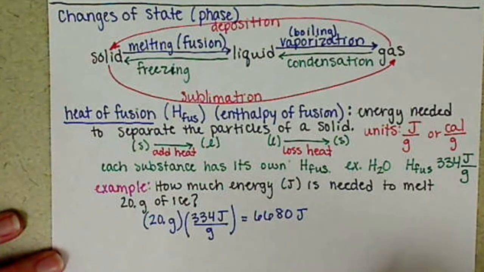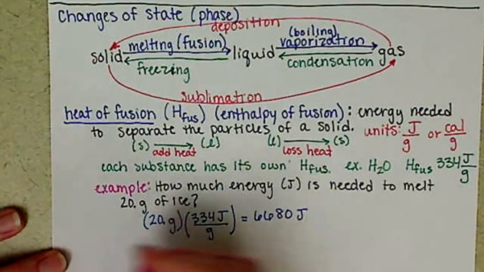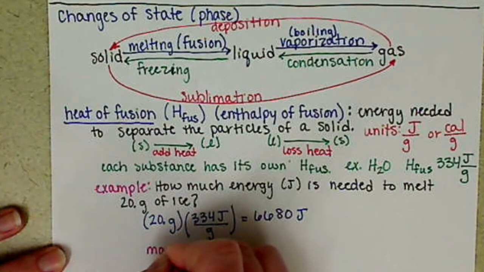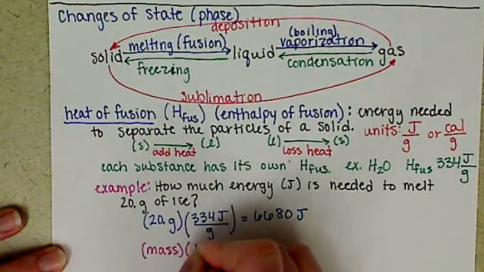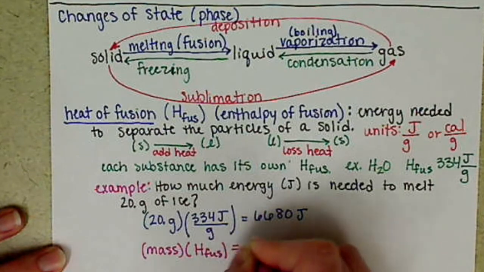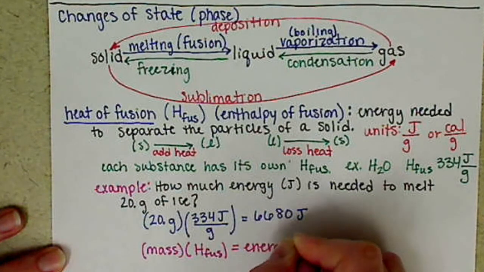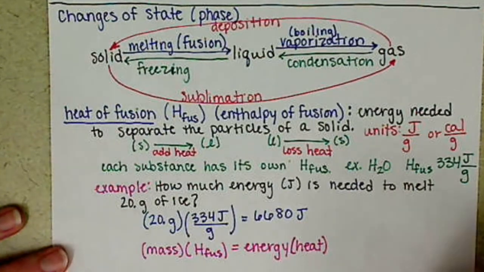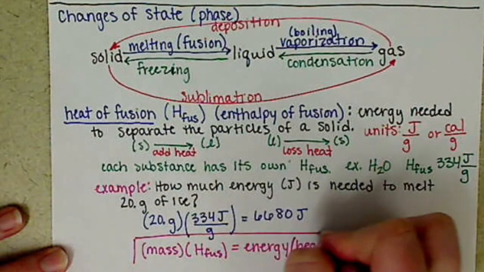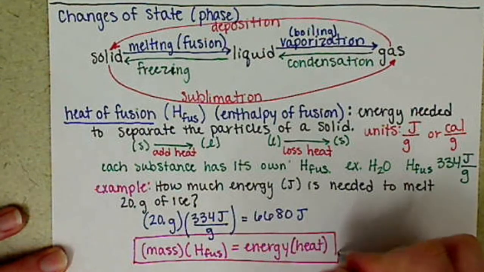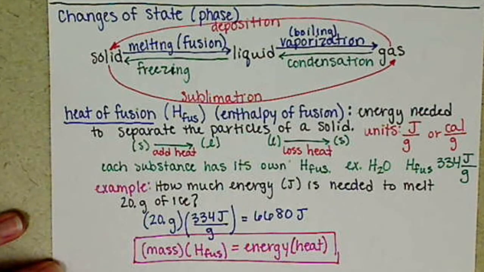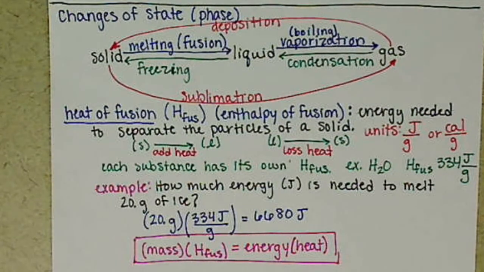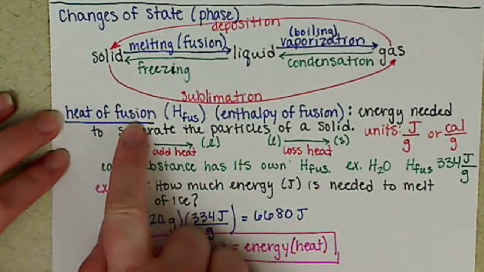Now, for those of you who like equations rather than looking at units, we can derive one from this. If you take your mass times your heat of fusion, this will get you your energy or your heat. Same thing. So that's your equation that you can work with.